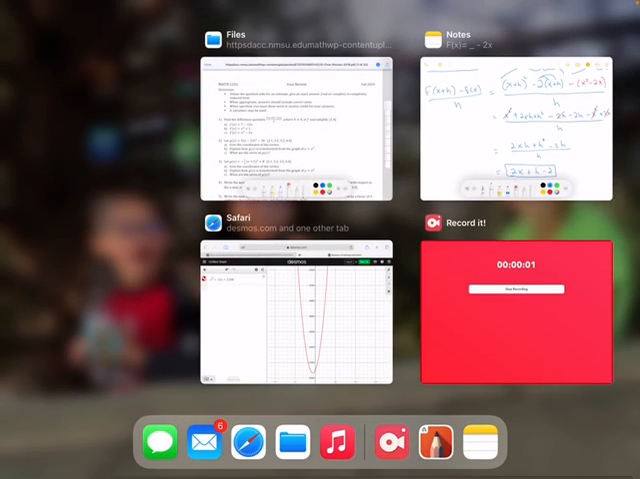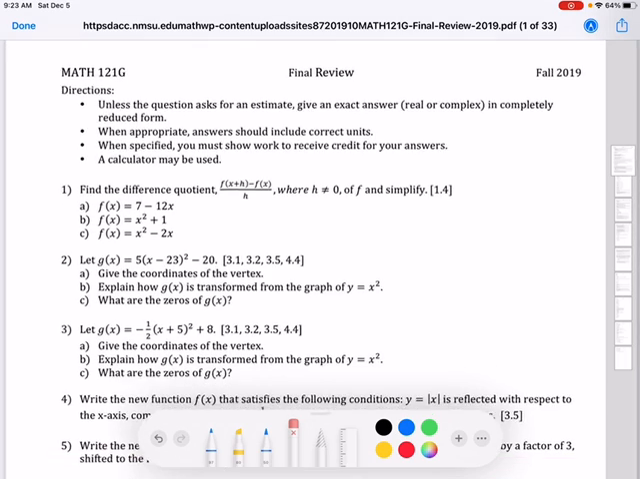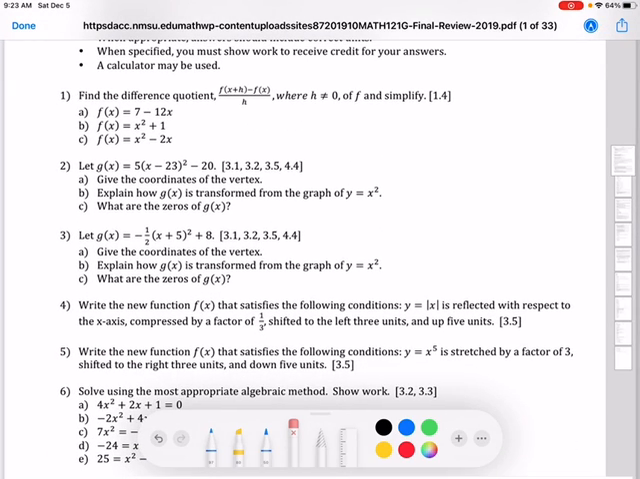Let's try another one. Let's move on actually to 2 or 3, which are very similar problems. So I'll just do one of these. Give the coordinates of the vertex. Let's do 2. The coordinates of the vertex, this is A. The vertex is H and K. So this one is your H, this is your K. Notice the H is always opposite sign. So instead of negative 23, it's positive 23. And the K is negative 20. So again, this is the vertex.